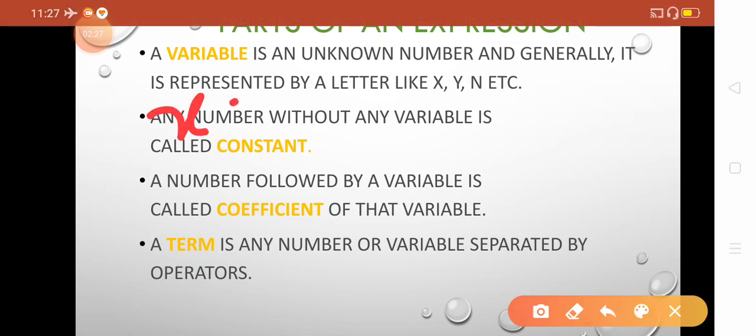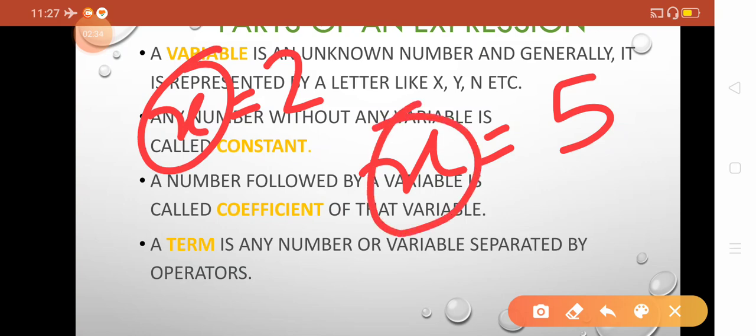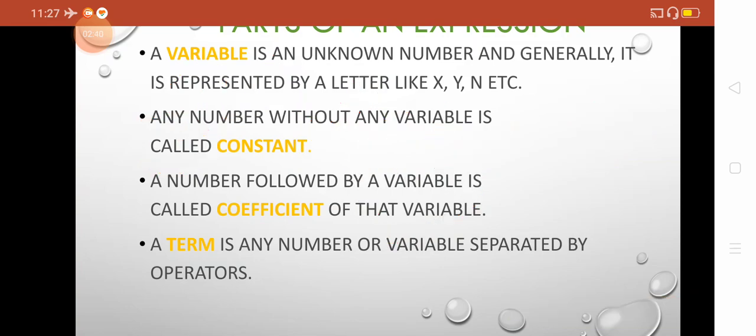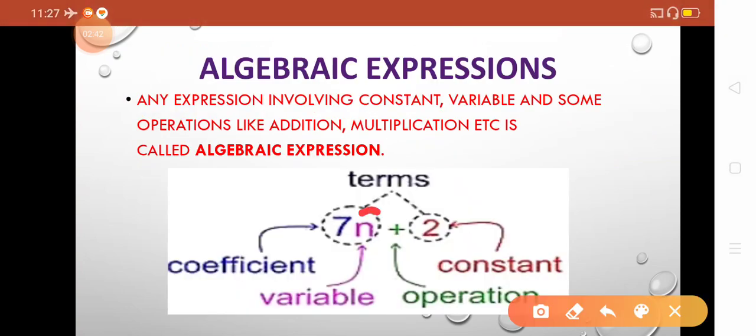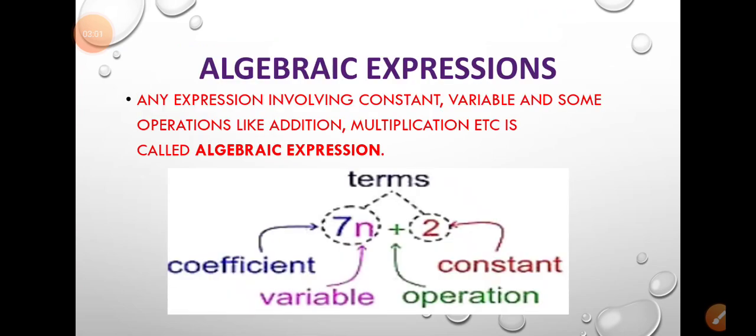For example, in one question you have x is equal to 2, but in another situation you have x is equal to 5. So for the same x, the same alphabet, the value keeps on changing. That's why we call these alphabets variables. In this, here n is the variable. Clear? Next is, what is a constant? Any number without a variable is known as a constant. If a number is written and no variable is with that number, we call it a constant. So here 2 is a constant.